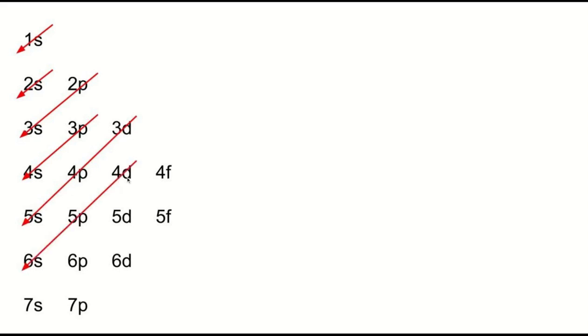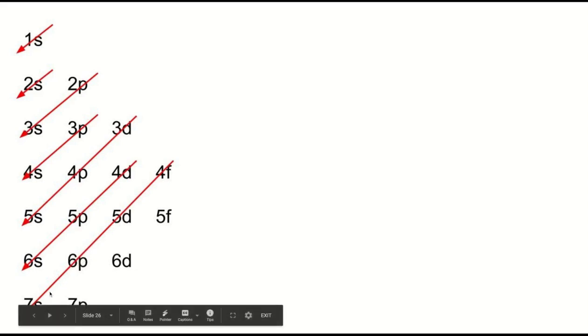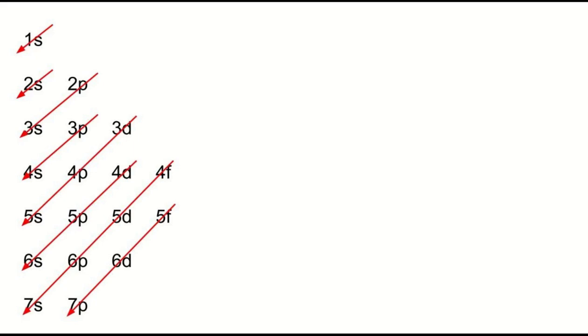5s, then the 4d, 5p, 6s, 4f, 5d, 6p, 7s, 5f, 6d, and 7p. And so this is a model that you can use to help you remember where the electrons will go next. And you should memorize this model so that you can use it to figure out electron configurations.